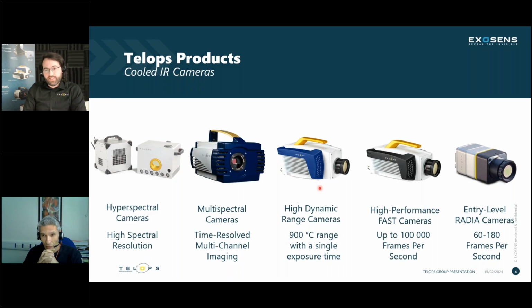We have high dynamic range cameras. The new one, the M700, is particularly interesting, a whole new category, really a revolution in the technology for this kind of camera. So I invite you to look at our notes or webinars on the topic. Then we have our fast cameras, which we'll talk about more today, and our entry-level radiometric cameras.